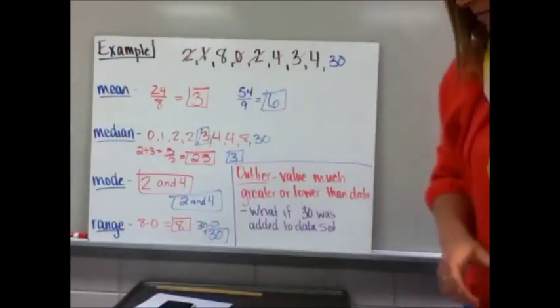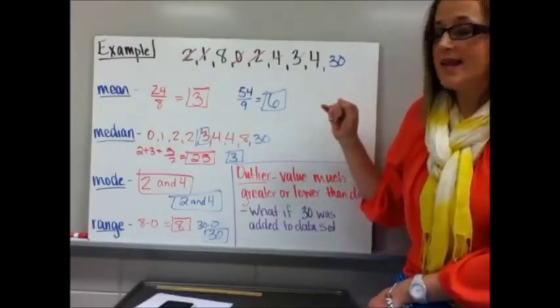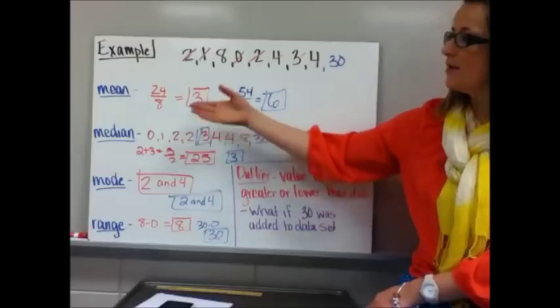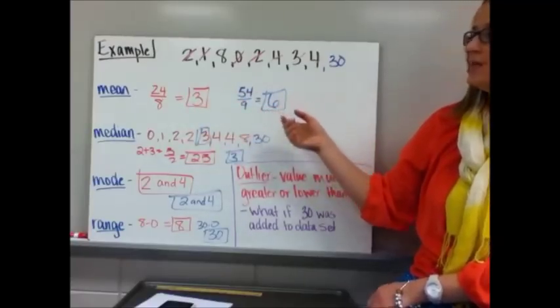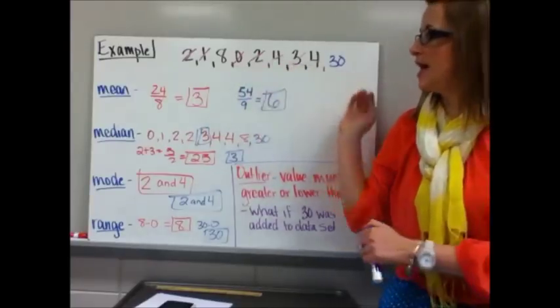So let's make some observations here. When you have an outlier, it does affect the mean. Our mean doubled. It doesn't seem like there's a big difference between 3 and 6, but if you were to say, on average, let's say this was ages.